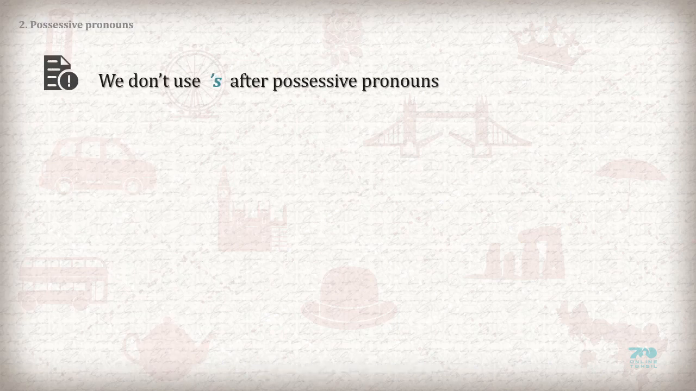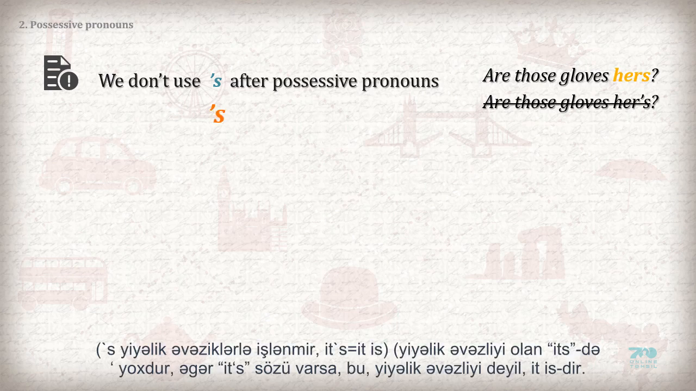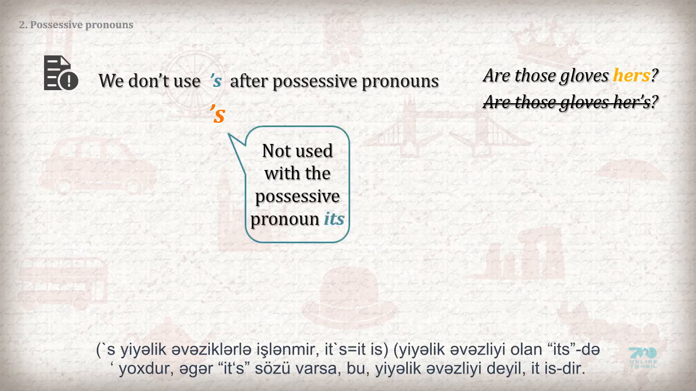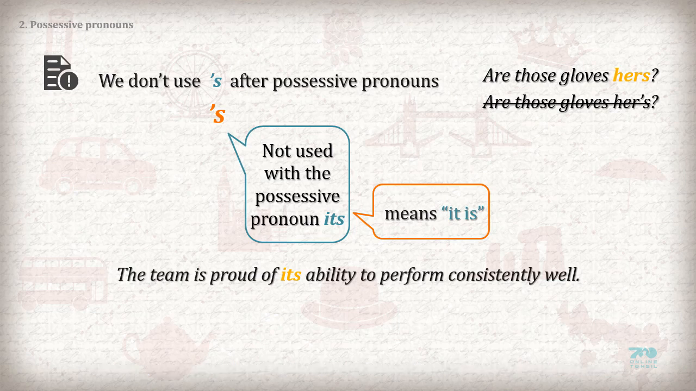Typical errors. We don't use apostrophe s after possessive pronouns. Are those gloves hers? Not hers with an apostrophe. Apostrophe s is not used with the possessive pronoun its. It's with an apostrophe means it is. The team is proud of its ability to perform consistently well. Not proud of it's ability.